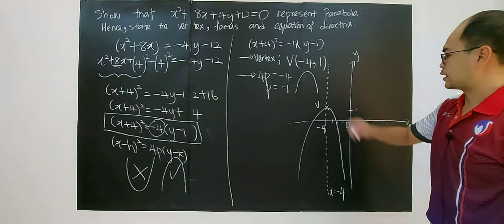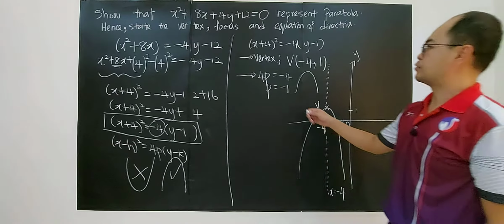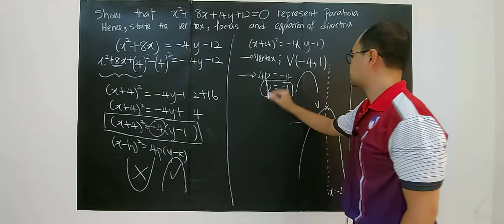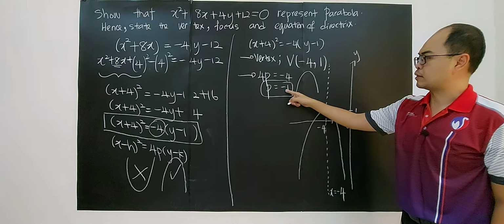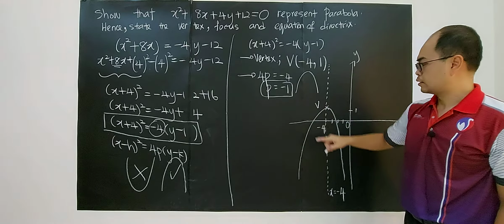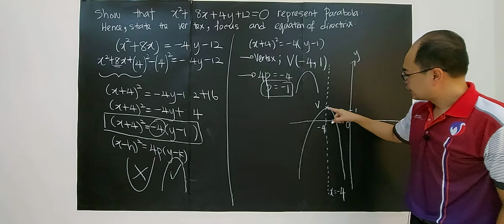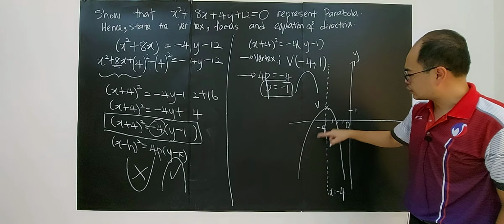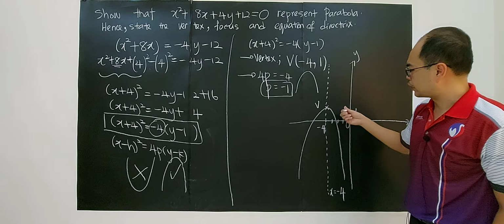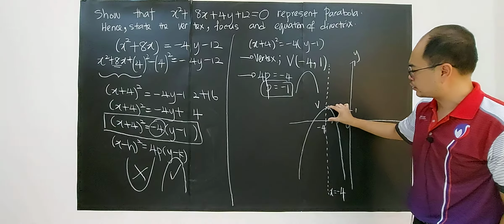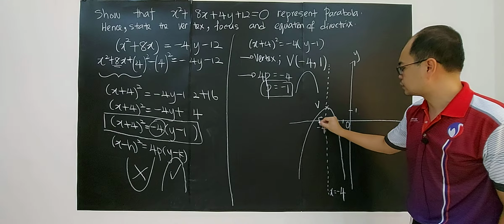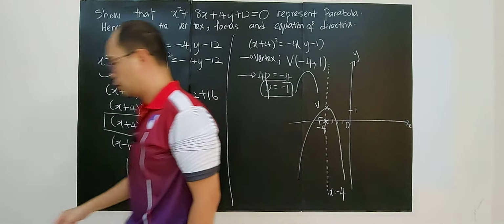Now you have the vertex. How do we find the focus? You need the value of p. p equals negative 1. It doesn't matter whether it's negative or positive, we just take the value 1 here, which means the distance from the vertex to the focus. The focus is inside the parabola, 1 unit below. The focal length here is 1. So this will be your focus.